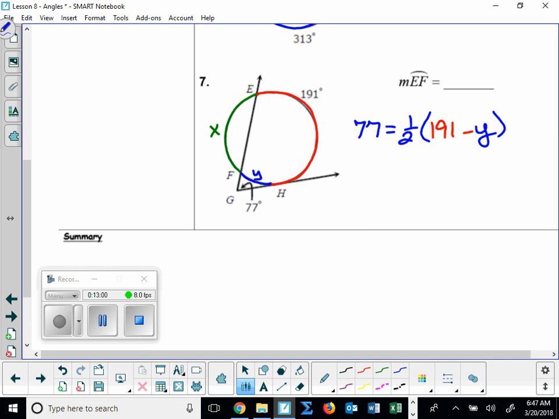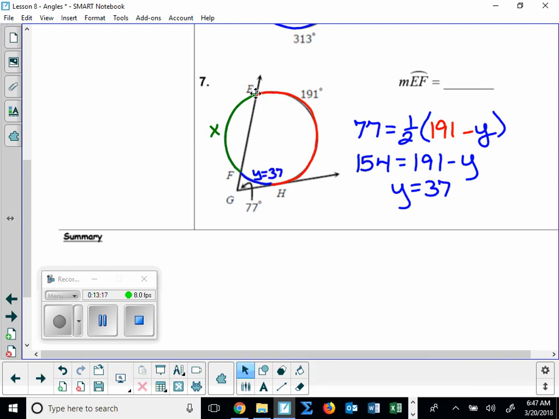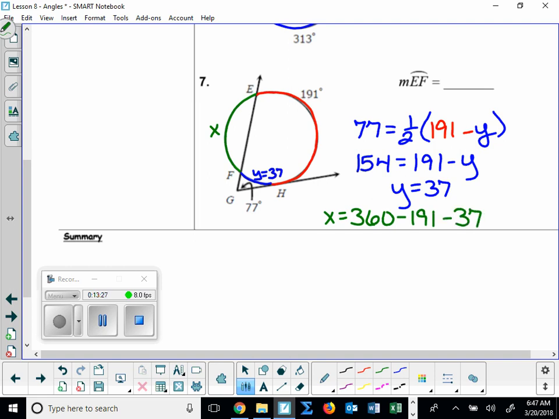And I can solve that. Multiply both sides by 2, and I get 154 equals 191 minus Y. So Y is going to equal 37. Now I want X, right? And X will equal the whole circle, 360, minus 191 minus 37 degrees. And that's 132 degrees.